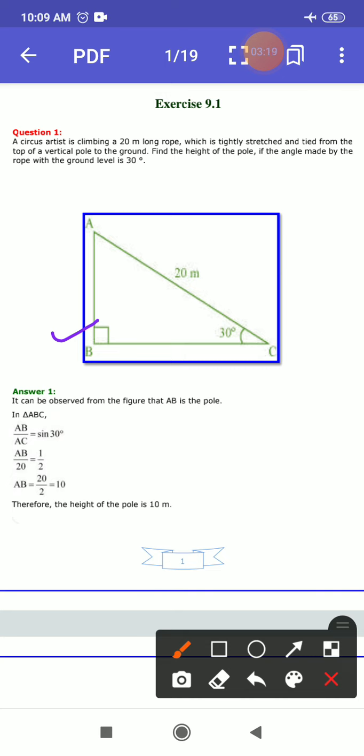Here you know which value is given. The rope value is given, so we write the rope value: 20 meter rope. Then the rope is connected with the earth and makes an angle of 30 degrees. See here, the angle of the rope is 30. First of all you have to find which value we have to find in the question.